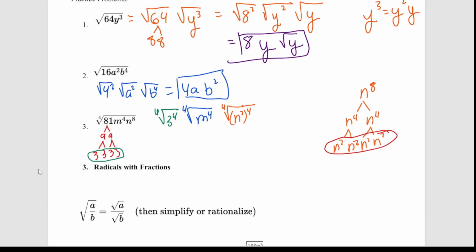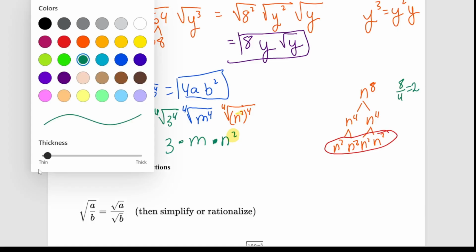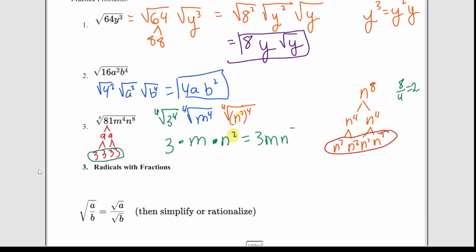Now whenever I do my final simplification, the 4th root of 3 to the 4th is just 3. The 4th root of m to the 4th is just m. And then the 4th root of n squared to the 4th will give me n squared. Alternatively, what you could have done is that 8 divided by 4 gives you 2, which if you notice is exactly the same thing as what ultimately ended up breaking out front of that root. So my final answer would be 3mn squared.